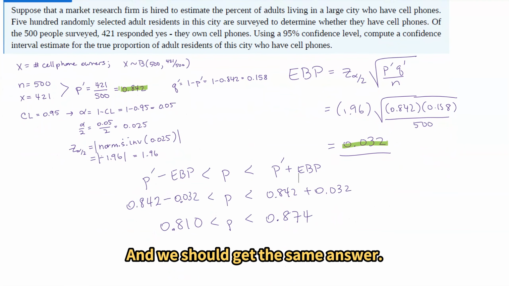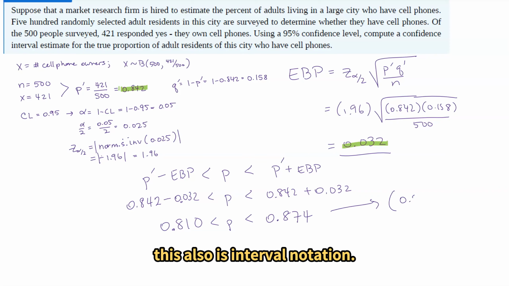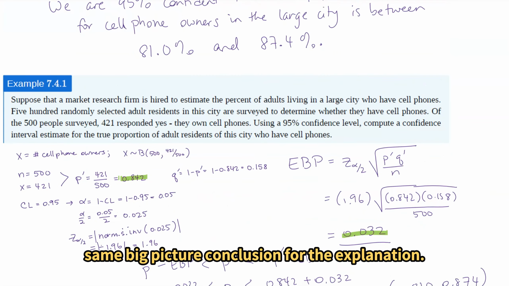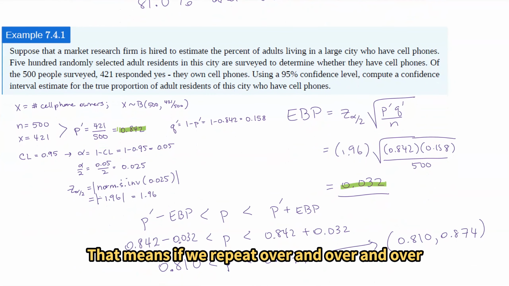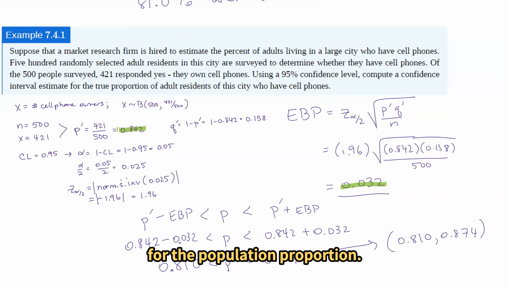And we should get the same answer. We're doing the same problem. So we could write this also as interval notation, and that would also lead us to the exact same big picture conclusion for the explanation. We are 95% confident the true population proportion for cell phone owners in the large city is between 81% and 87.4%. That means if we repeat over and over and over taking samples and creating confidence intervals, that 95% of our confidence intervals would contain the true value for the population proportion.